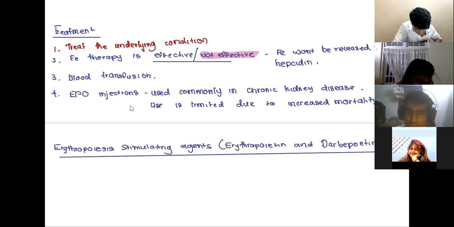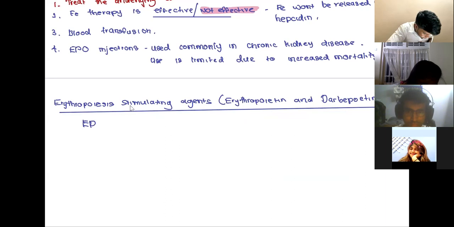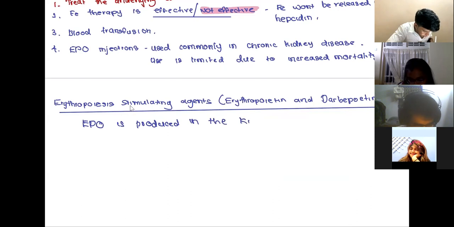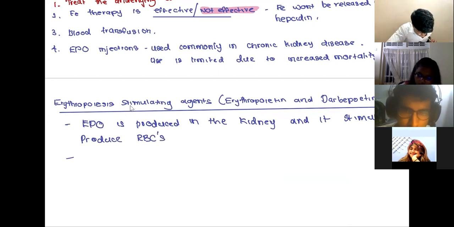Okay, let's go on. So, erythropoietin is produced in the kidney. And it stimulates bone marrow to produce red blood cells. Okay? That's the first point.